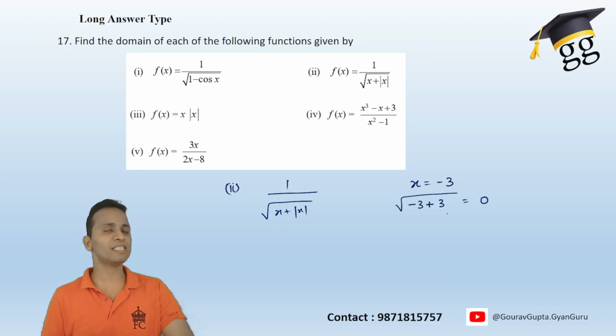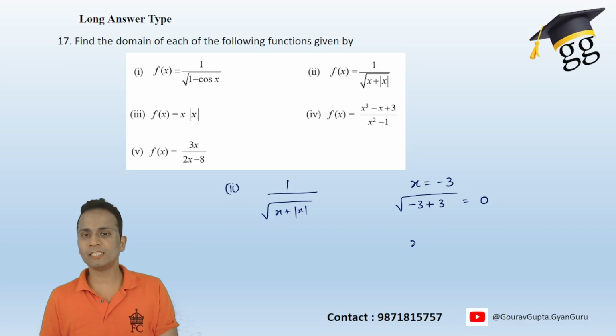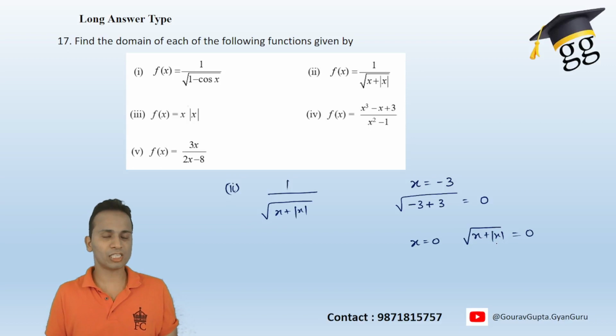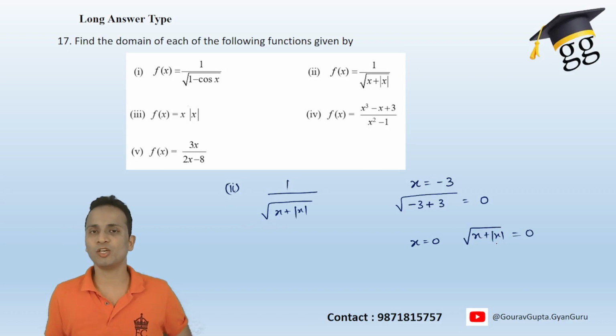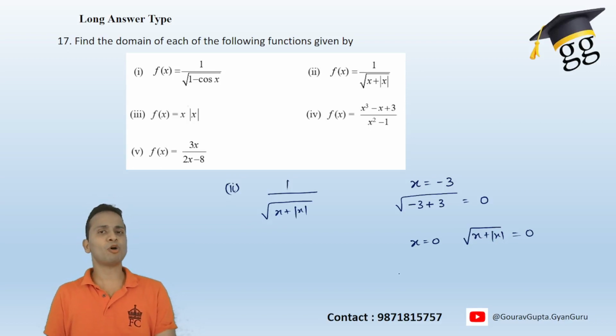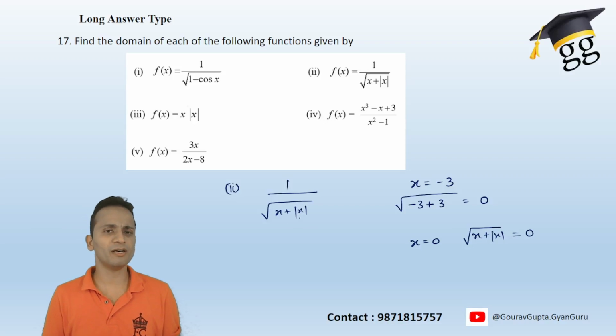Right? This is number one. x cannot be negative. Now let's check for x equal to 0. When x is equal to 0, the denominator, which is under root of x plus modulus x, will be equal to 0. So it is again clear that x cannot be equal to 0. Now for any positive value of x, the denominator will always remain a positive number.